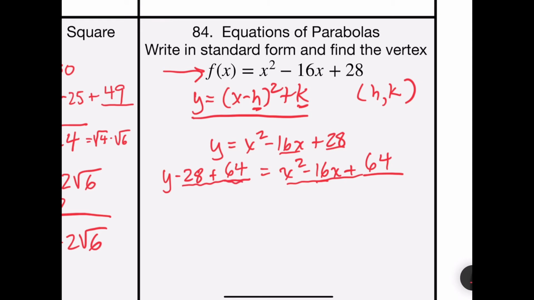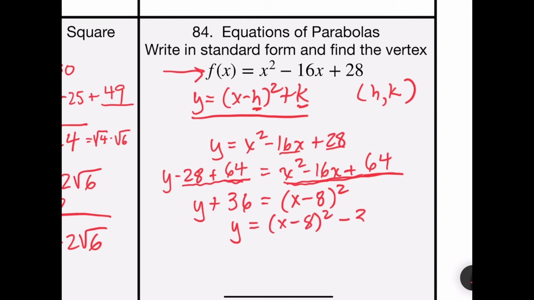Negative 28 plus 64, combining like terms, would be y plus 36 equals x squared minus 16x plus 64, which is a perfect trinomial square of (x minus 8) squared. Now to simply finish this off, I would subtract 36 from both sides, and so y equals (x minus 8) squared minus 36. So my vertex would be (h, k), so here's h, here is k. So my vertex would be (8, negative 36).